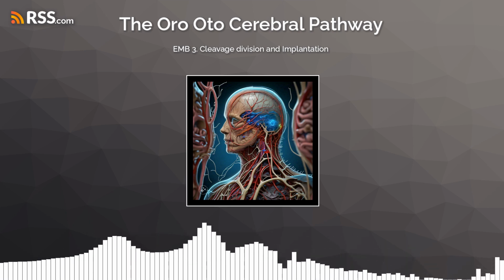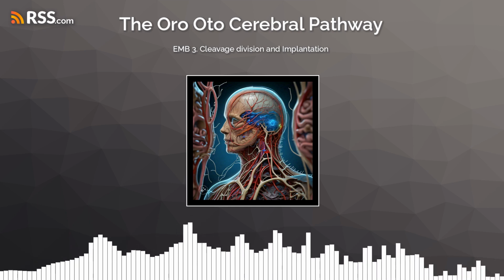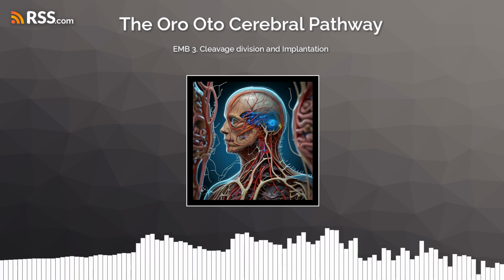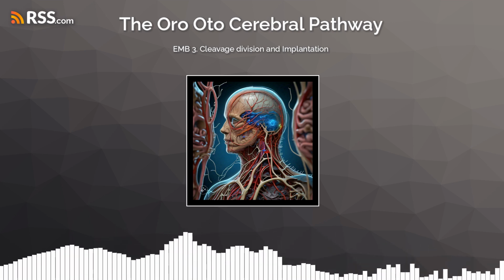The outer layer is syncytial trophoblast, which grows aggressively and can eat up whatever comes in its way, and the inner layer is cytotrophoblast, which is comparatively docile, so to say.